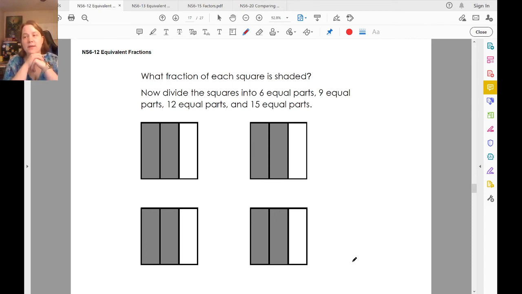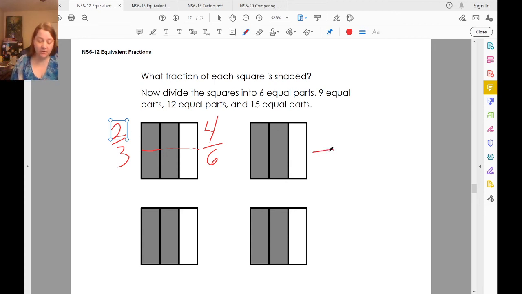So let's go ahead and talk about what fraction is shaded right here. We can see that this is 2/3. They want us to divide the squares into 6, 9, 12, and 15 equal parts. So we're starting off with 2/3. If we want to get this 2/3 to something over 6, we're going to have to break everything in half because 3 times 2 is 6. So when we break everything in half, 2 times 2, that's going to be 4 over 6.